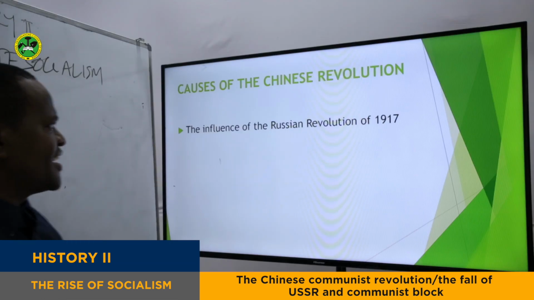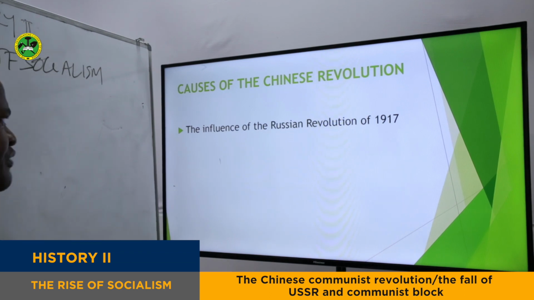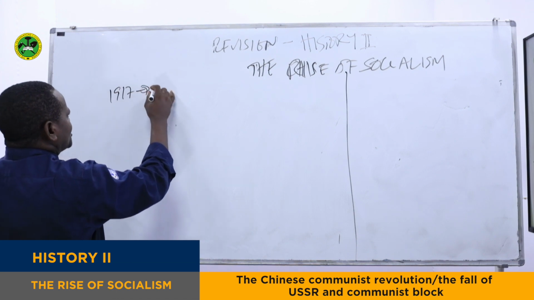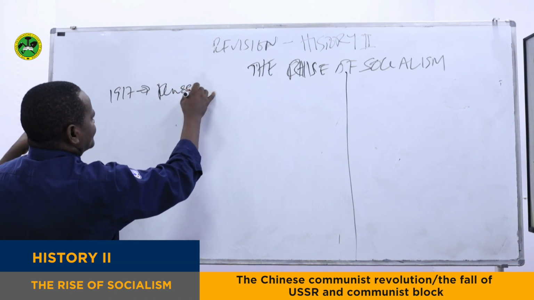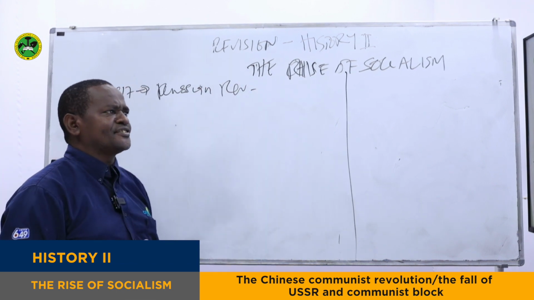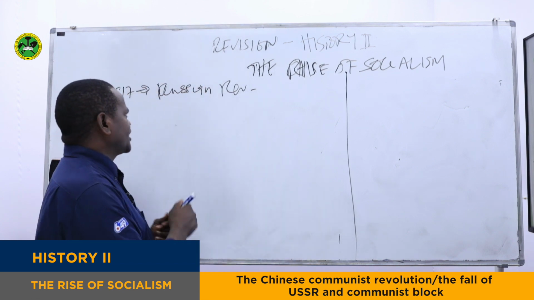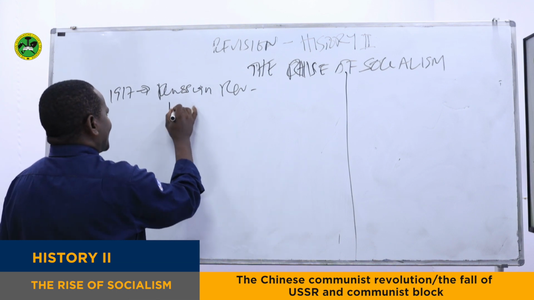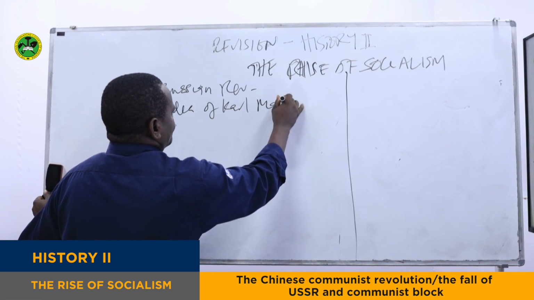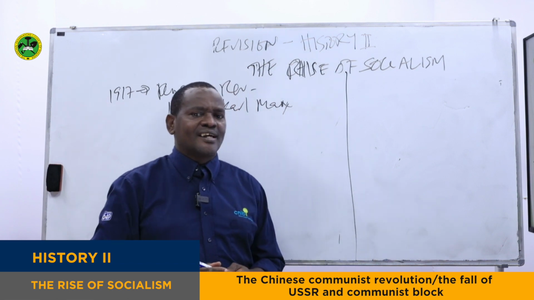Another cause for the rise of the Chinese Revolution is the influence of the Russian Revolution of 1917. My dear students, in 1917, there was a revolution which took place in Russia, and of course, we've discussed it already. The Russian Revolution has a lot of influence on the Chinese Revolution. Why? Because the Russian Revolution was the first revolution to put into practice the idea of Karl Marx, and it was very successful.